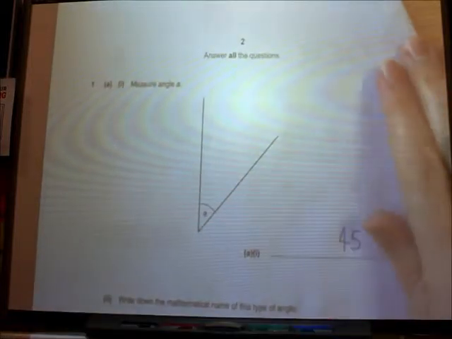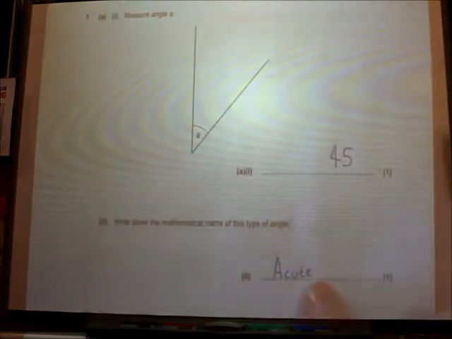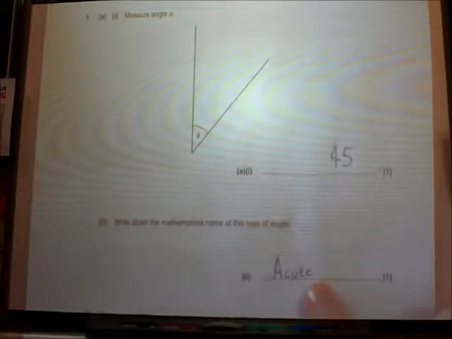Write down the mathematical name of this type of angle. That is an acute angle because it is less than 90 degrees. Obviously a right angle is 90 degrees, an obtuse angle is over 90 and less than 180, and a reflex angle are your bigger ones.